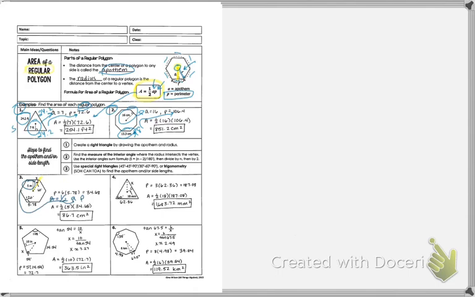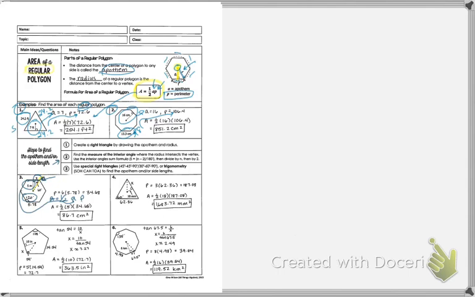Bam. But we need to find the perimeter. To find the perimeter, though, I need to find out this piece right here. So it says here, step 2, find the measure of the interior angle. That's this one right here, simply because I need to know that little bitty angle right here.